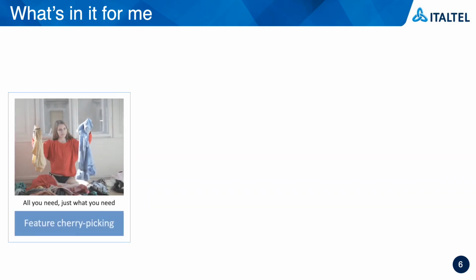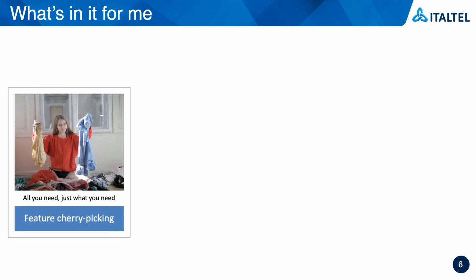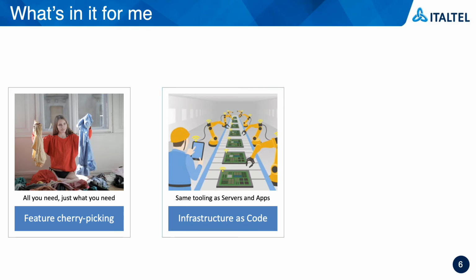Well, my first argument is that you can cherry pick all that you need and only what you need, meaning you can address all your business requirements and, at the same time, set an architecture in line with your operations standards and procedures. Second, it opens the doors for infrastructure as code.